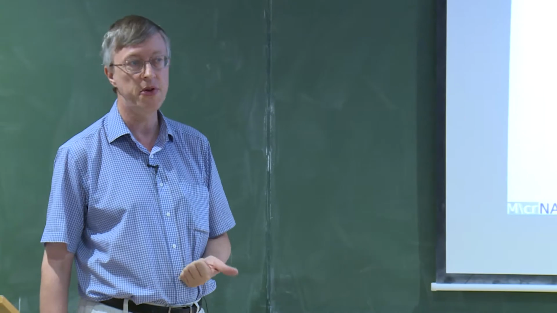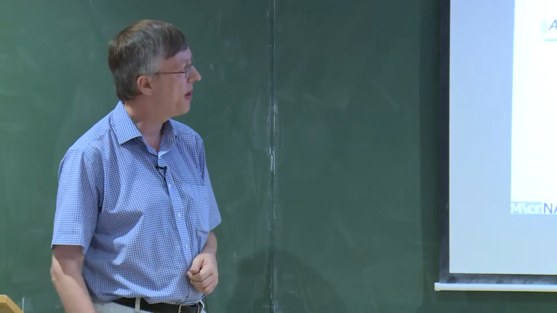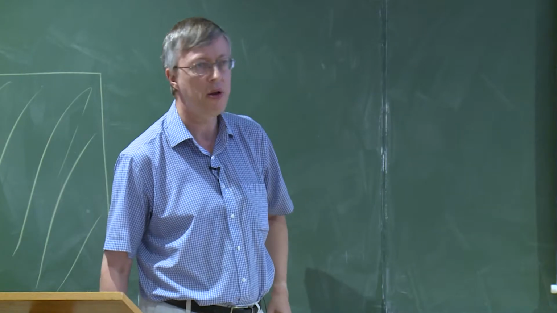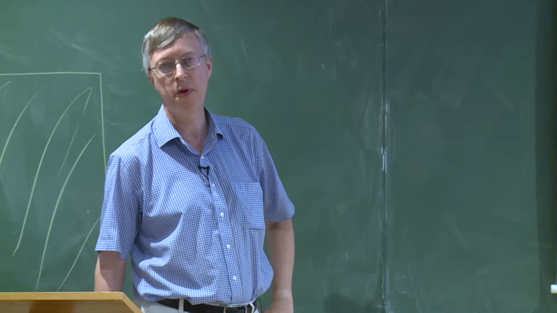Turns out the two norm is also equal to the magic sum. In fact, any p norm. So if you look at matrix norms subordinate to the Hölder p norm, for any p, you get the magic sum. And I was quite amazed when I first came across that property. And the proof is based on the fact that it turns out the log of the norm is a convex function of 1 over p.